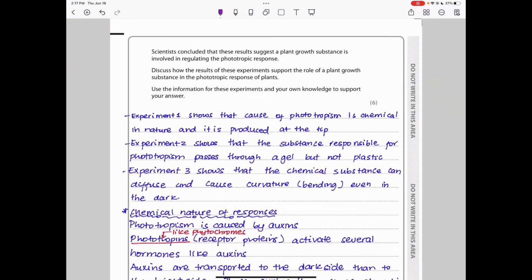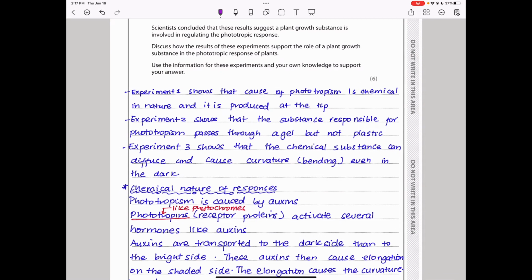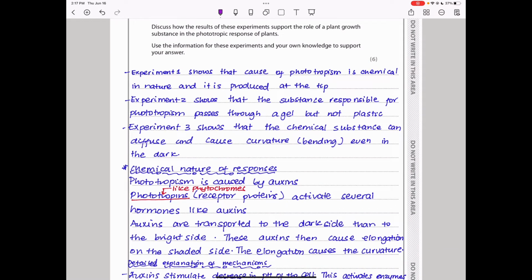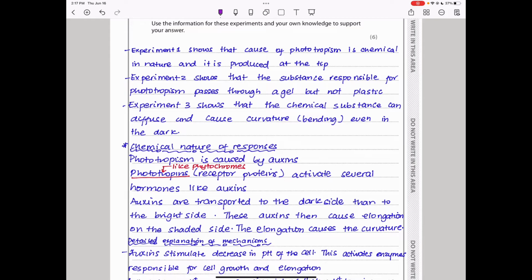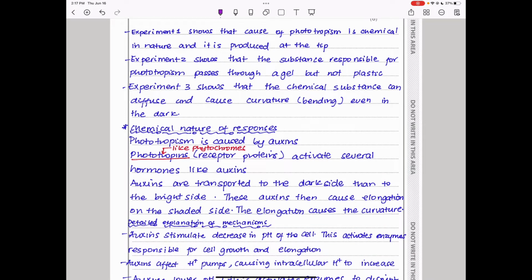And in experiment 3, we see that the chemical substance can diffuse and cause curvature or bending even in the dark. So it means once it goes through, whether there is light or not, there is a possibility of bending. Actually in the dark, it's not necessarily completely zero light, but there could be some wavelength that causes that to occur. So here I wanted to go through the chemical nature of the responses. Of course, you have to explain phototropism and so on.